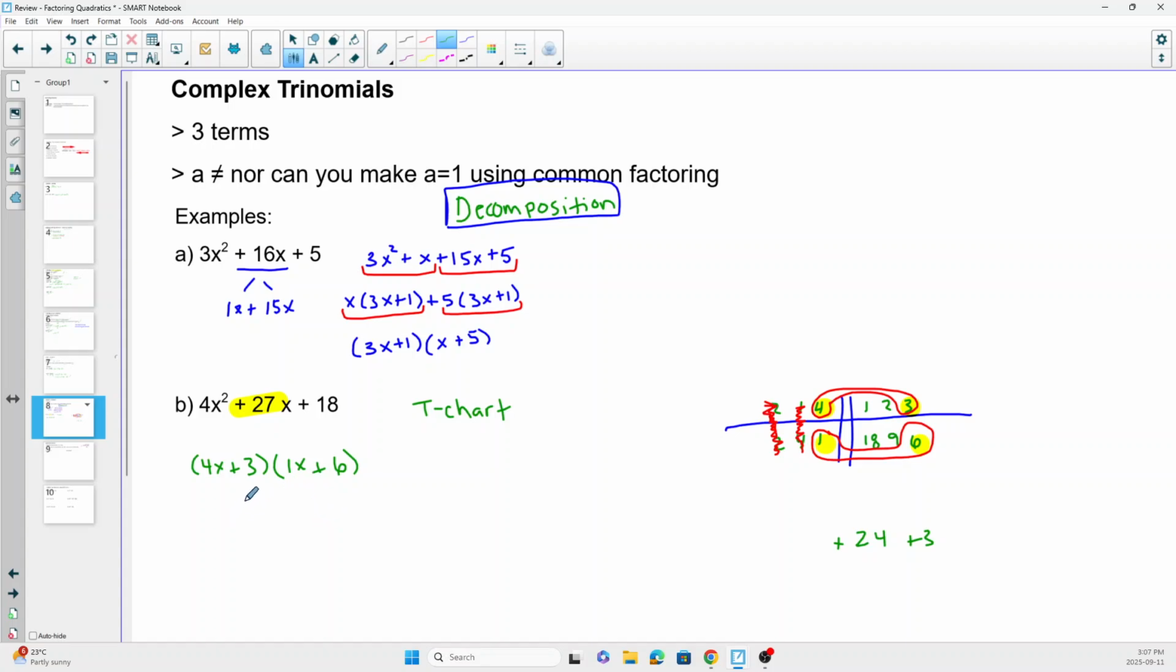So my factors would be 4x plus 3 multiplied by 1x plus 6, or we could just write it as x plus 6, with still obviously the 4x plus 3. Okay, so it depends where you are coming from. You can choose either of those methods or another method if you have one, but that is factoring complex trinomials. It will absolutely be expected that you just know how to do that.